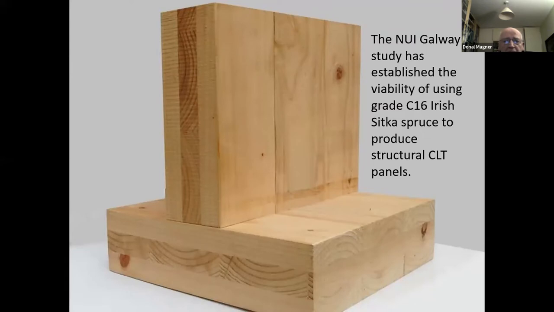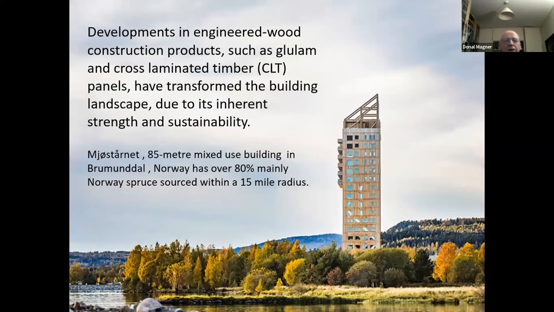Just very briefly on new product development. This is work by NUI Galway, who have studied using C16 Irish Sitka spruce to produce structural cross-laminated timber panels. Another speaker will be talking about this, but already we are seeing huge projects being carried out. For example, there's an 80-meter building in Austria at the moment, which is 75% cross-laminated engineered timber. And this one here, Mjøstårnet, in Norway, is 85 meters tall, and it uses 80% Norway spruce, which is a first cousin of our own Sitka spruce. And all that timber in Norway was sourced from a range of 15 miles.